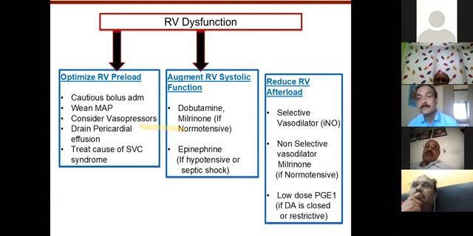To reduce the RV afterload, one of the most potent gases is nitric oxide. But in centers that don't have nitric oxide, if the blood pressure is good, you can think of using milrinone. And if the ductus is closed and you want to open the ductus so that you have a pop-off valve and the RV gets unloaded, then you can think of using prostaglandin E1.